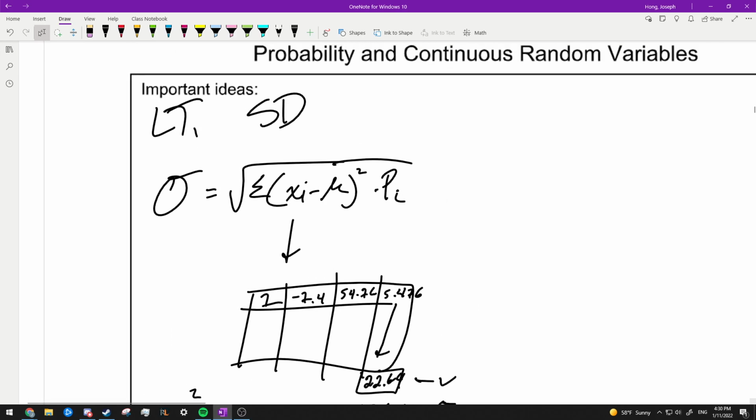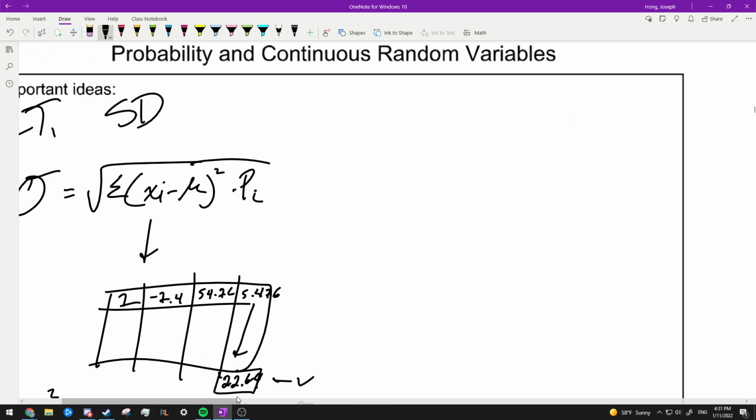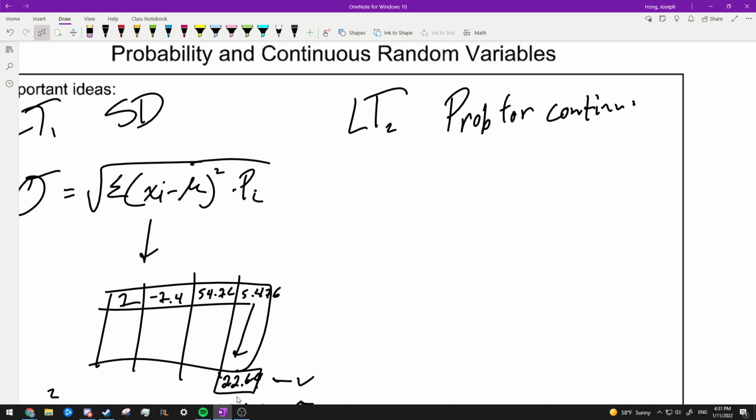So that's learning target number 1. Learning target number 2, I'm just going to write it beside it because hopefully you have enough space. This is what I would like to call probability for continuous random variables, with a heart, ugly heart.